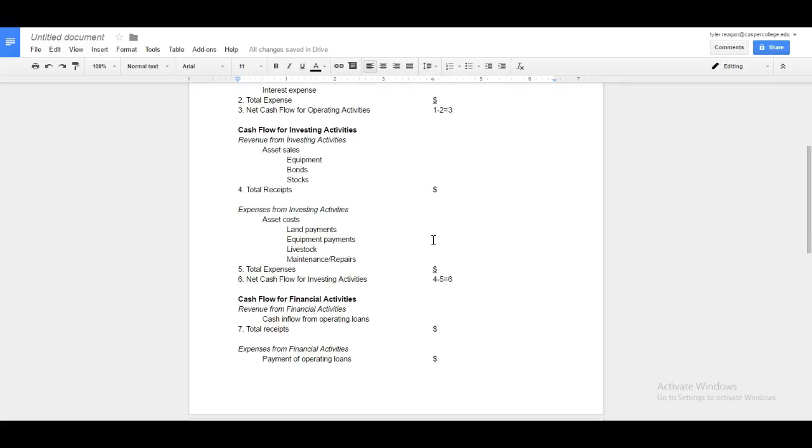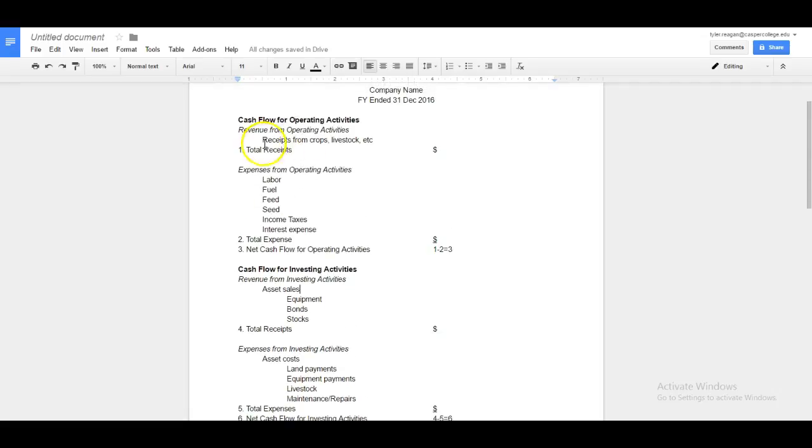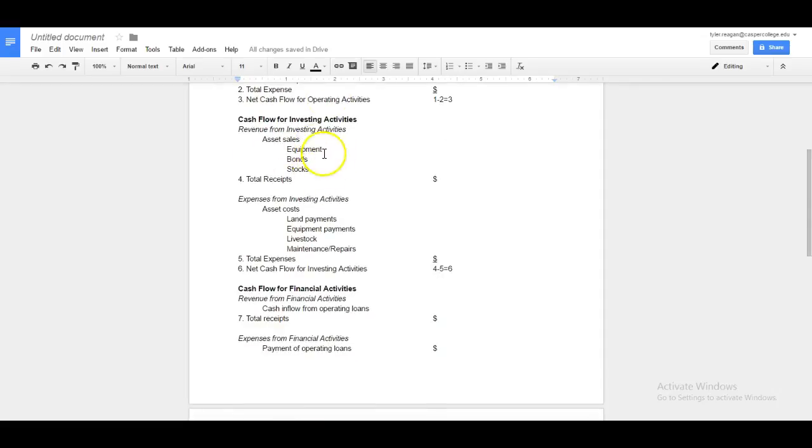Now the next thing we're going to talk about is cash flow for investing activities. Investing activities deals with your assets. So you have revenue from investing activities, and then of course you have your expenses of investing activities. This is going to be key because we're talking about assets. Whereas up here we're talking about how much you made from the products and what it cost to actually make those products, here we're talking about the assets that go into making these products.